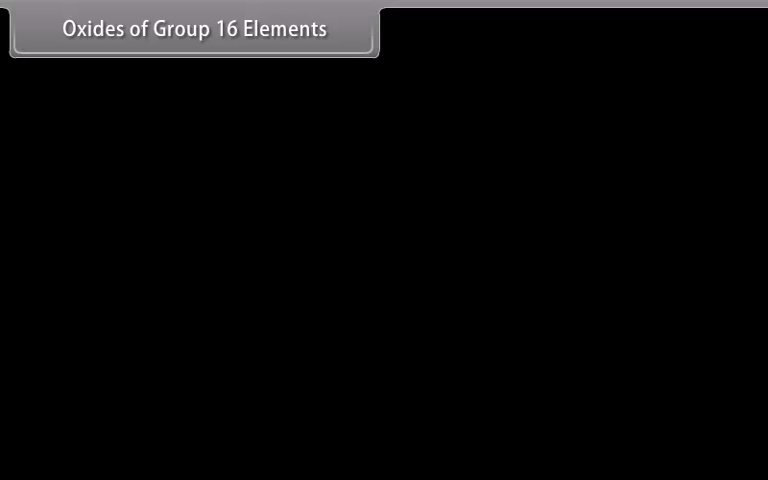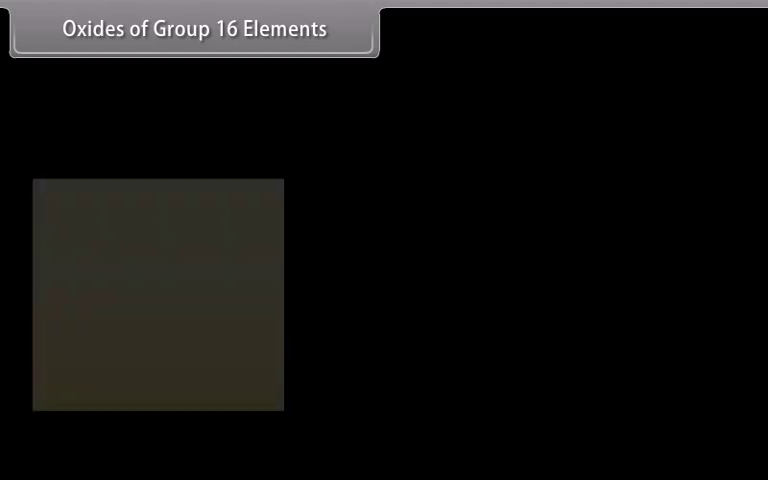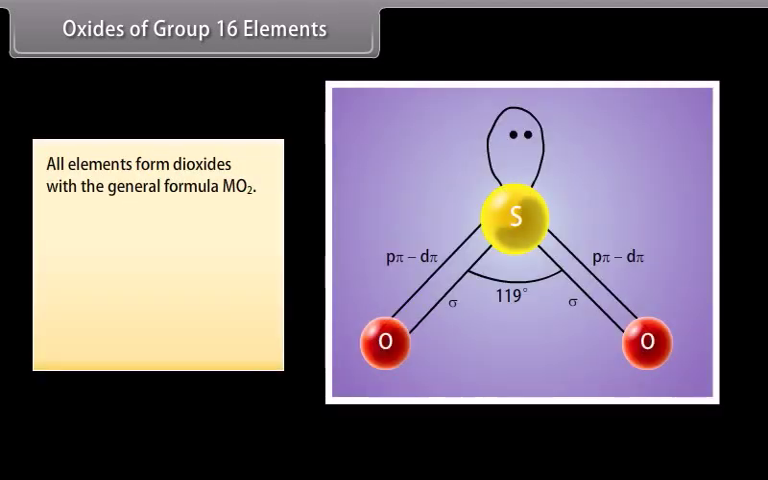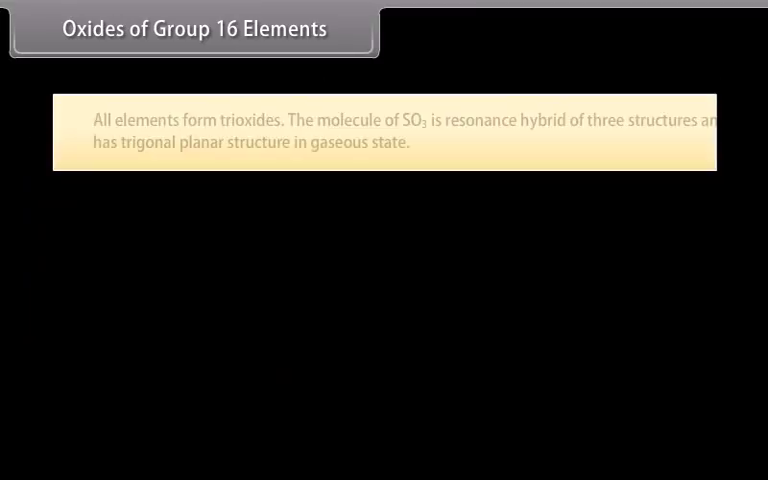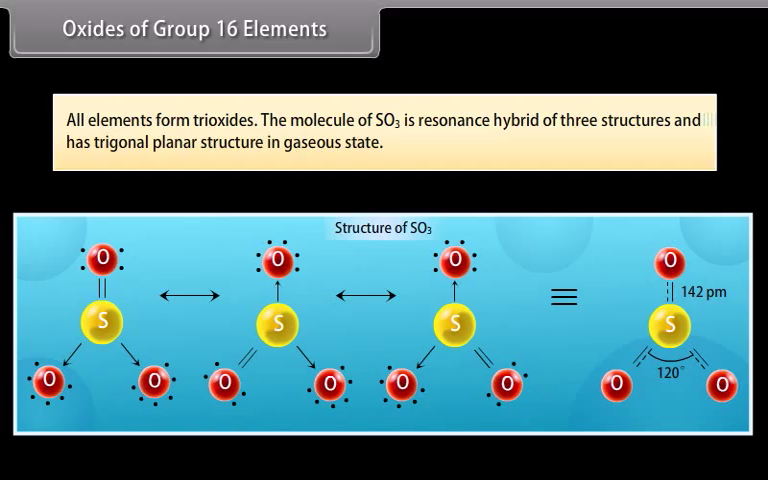Oxides of group 16 elements. All elements form a variety of oxides. All elements form dioxides with a general formula MO2. The acidic character of these dioxides decreases down the group. SO2 is acidic, SeO2 is weakly acidic, while TeO2 is amphoteric. All elements form trioxides. The molecule of SO3 is a resonance hybrid of these structures and has trigonal planar structure in the gaseous state.